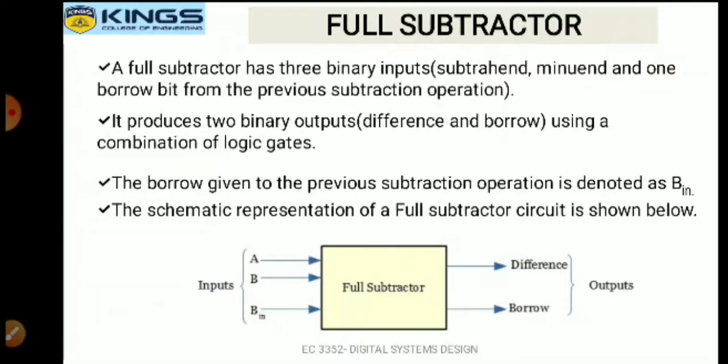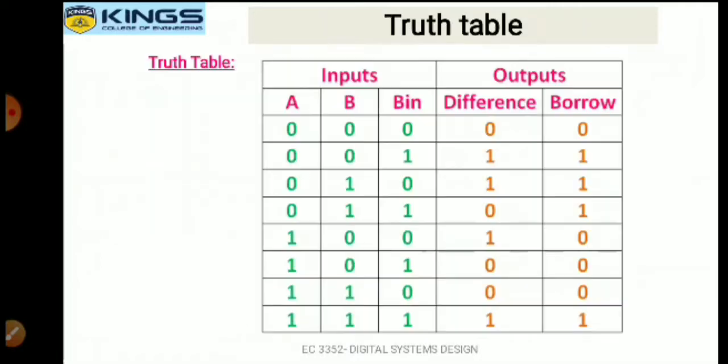So here there are 3 inputs. In half subtractor, 2 inputs A and B, that is minuend and subtrahend. But here we are going to have 3 inputs A, B, B in. And it has 2 outputs, difference and borrow. So we have defined the inputs and outputs. First step. Second step, we have drawn the schematic representation of a full subtractor circuit. The next one is step number 3, that is our truth table.